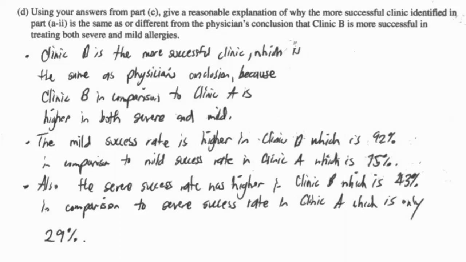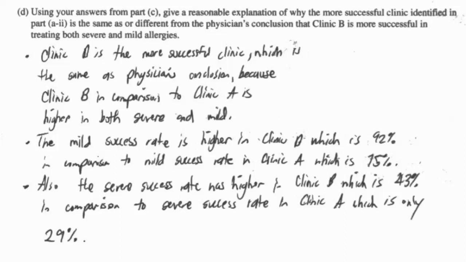Student 3: Clinic B is the most successful clinic, which is the same as the physician's conclusion because Clinic B, in comparison to Clinic A, is higher in both severe and mild. The mild success rate is higher in Clinic B, which is 92%, in comparison to the mild success rate in Clinic A, which is 75%. Also, the severe success rate was higher in Clinic B, which is 43%, in comparison to the severe success rate in Clinic A, which is only 29%. That got an I.